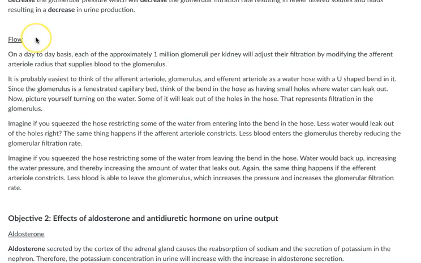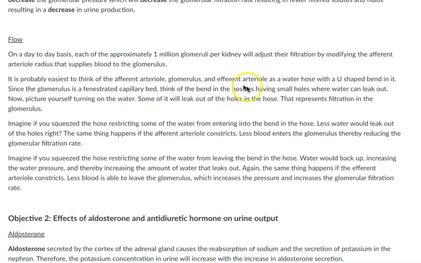As far as flow goes, what we're going to be talking about is the afferent arteriole, the glomerulus, and then the efferent arteriole. So remember, the afferent arteriole is what is bringing blood into the glomerulus, and then the efferent is taking it away from the glomerulus. I often think of those three as a water hose with a U-shaped bend in it. The afferent arteriole, the U part of the bend is the glomerulus, and then moving away is the efferent arteriole.